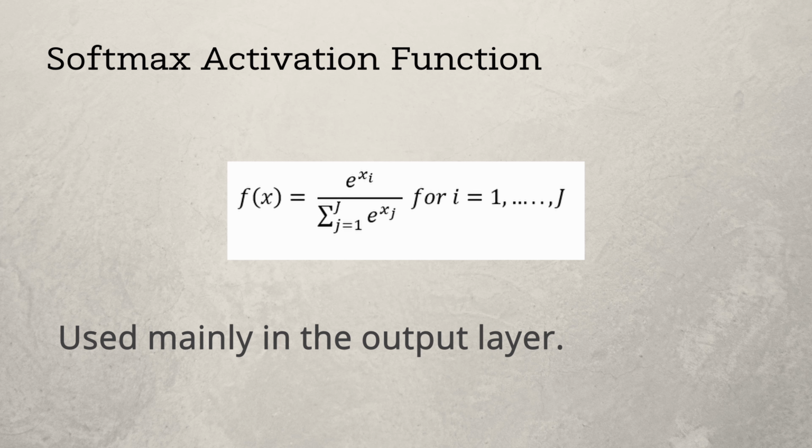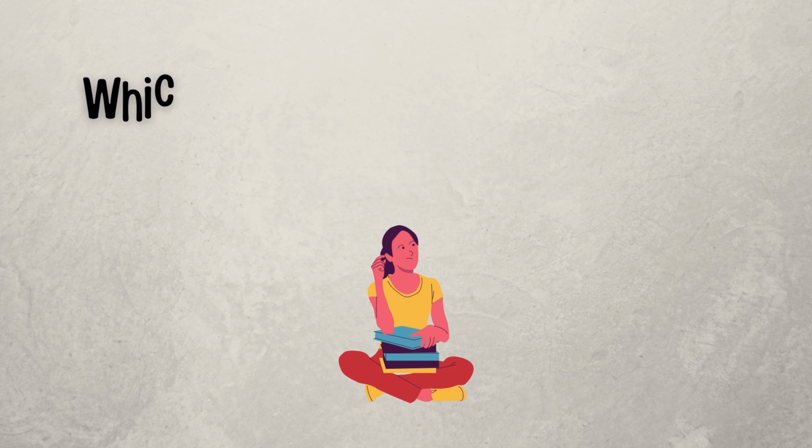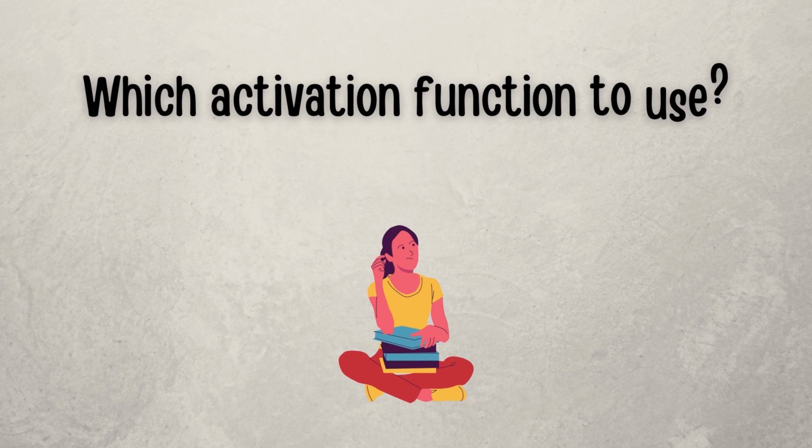Now that we have discussed the different types of activation functions, the next question comes: which activation function to use? Since selecting an activation function is critical when building and training a neural network, experimenting with different activation functions will allow you to select the best activation function and achieve better results. However, here are some points to consider.